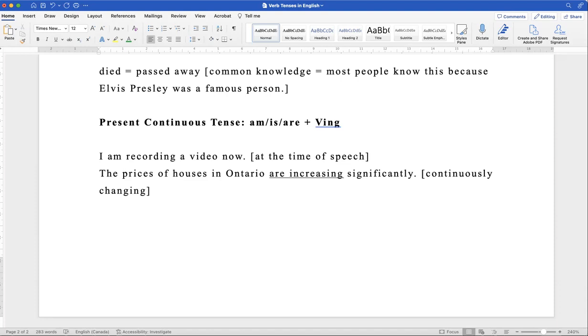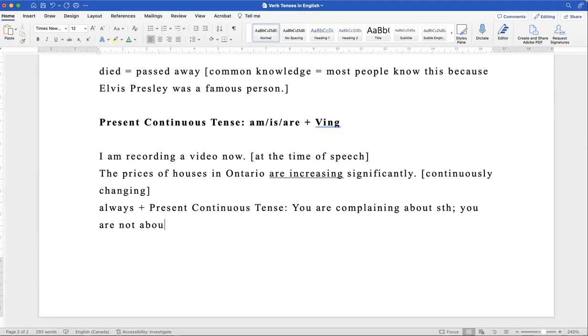You can use present continuous tense to complain about something when using always. So always plus verb be, let me say present continuous tense. This means you are complaining about something. You are not talking about something happening all the time.